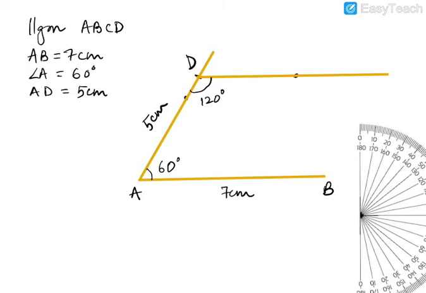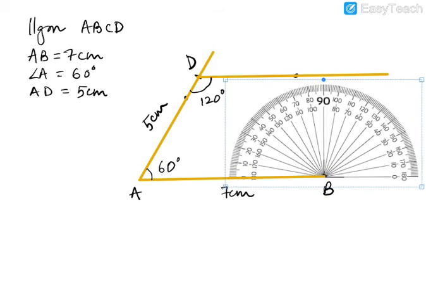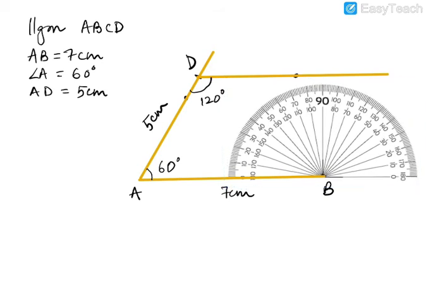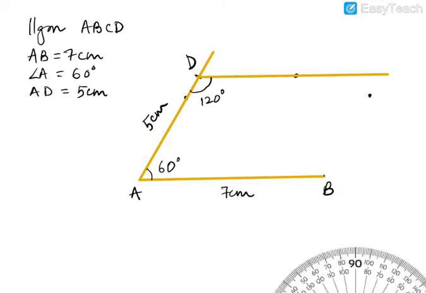Now using protractor, we will construct 120 degrees at point B. So starting from 0, mark 120 degrees and then join point B with this point. Mark this point as C. So AB and DC are 7 centimeters, AD and BC are 5 centimeters and opposite angles in the parallelogram are equal.